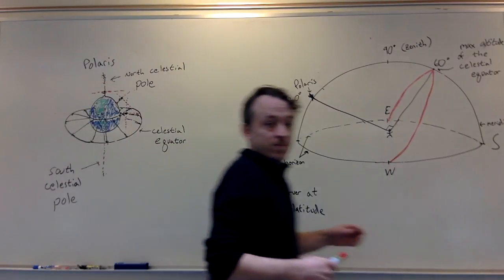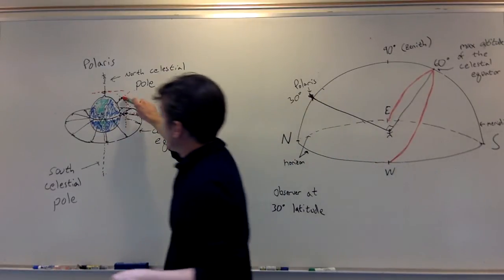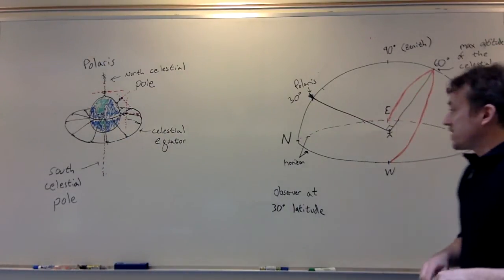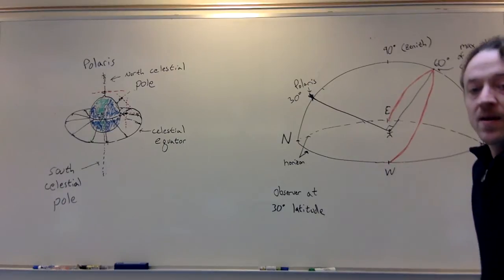So I'm going to talk about maybe this observer and sort of a different way to think about the celestial sphere. So this would be like the hemisphere of the celestial sphere.